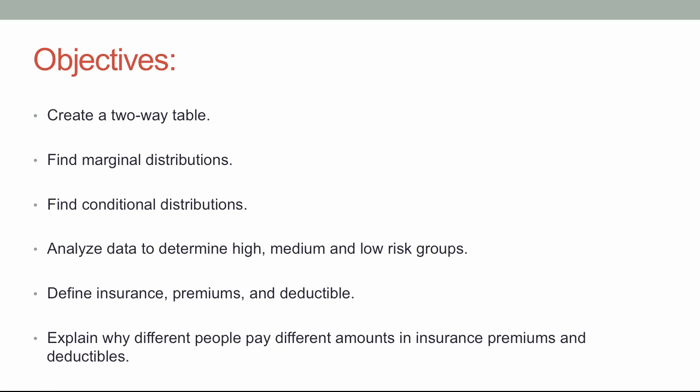Here's what we're going to be learning this week. You're going to learn how to create and read a two-way table. We're going to find marginal distributions. We're also going to find conditional distributions. We're going to analyze the data in the table to determine high, medium, and low risk groups. We're going to define terms like insurance, premiums, and deductible. And we're going to explain why different people pay different amounts in insurance premiums and deductibles.